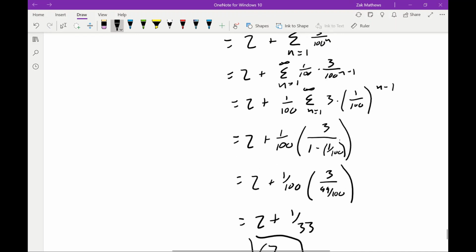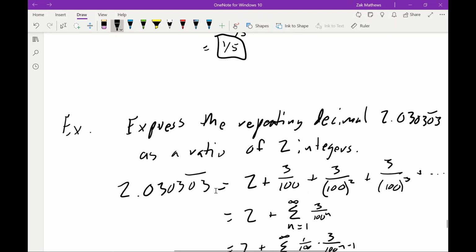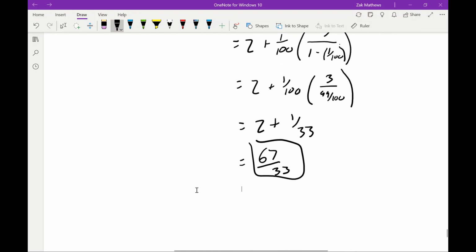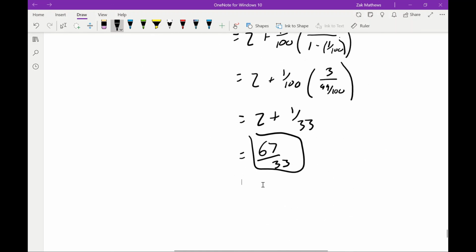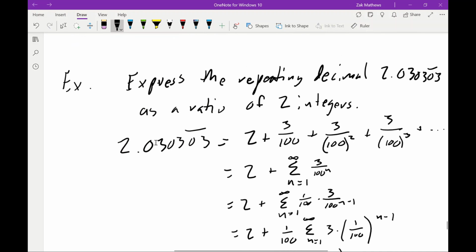So what this allows us to do is to turn any repeating decimal into a fraction. We know exactly what its fraction is without the use of a calculator. So repeating decimals, we can rewrite as fractions using geometric series. That is one of the reasons geometric series are so important. Anytime we have these repeating decimals, there is really a geometric series involved.